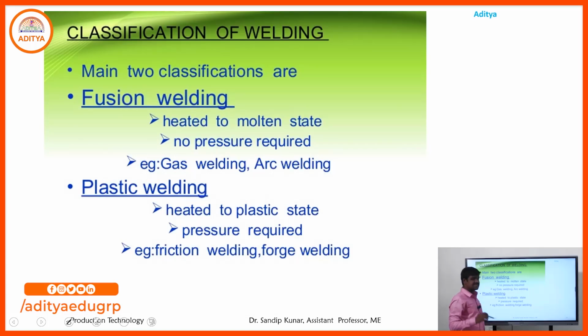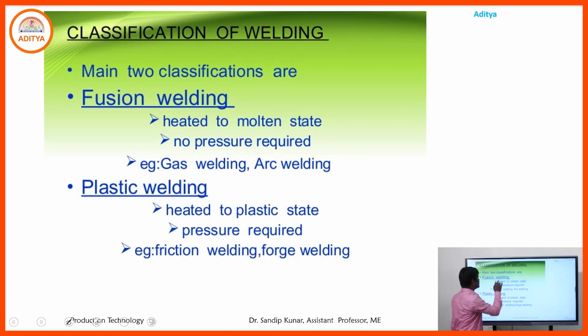Generally, welding is classified into two main types of process. One is fusion welding. Heat is applied to bring the parent metal to a molten state. Here no pressure is applied, only heat is applied to get the molten state in the welding zone. Another is plastic welding.